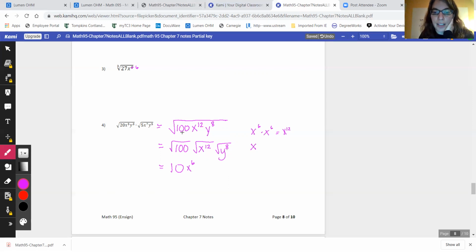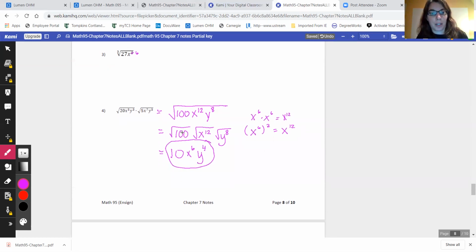Or you can think x to the 6th squared. Well, what would I do in that case? I'd multiply these by the power rule, so it does give me x to the 12th. y, 8 divided by 2 is 4, so it's y to the 4th. Remember, there are no more square roots here because I took the square root of both of those. So I couldn't take the square roots when they were separate, but once I multiplied them together, they created exponents and a number here that were a perfect square.